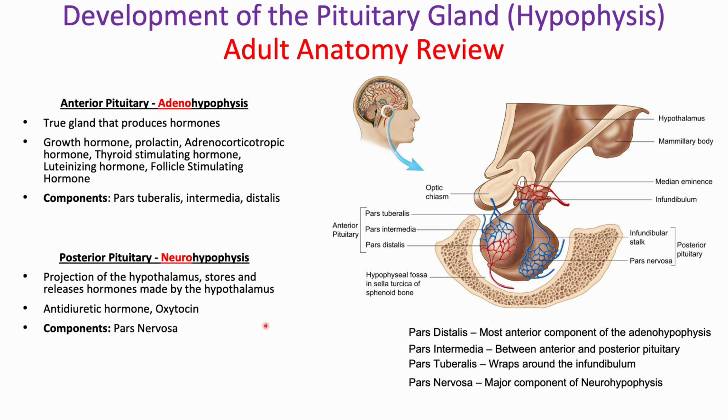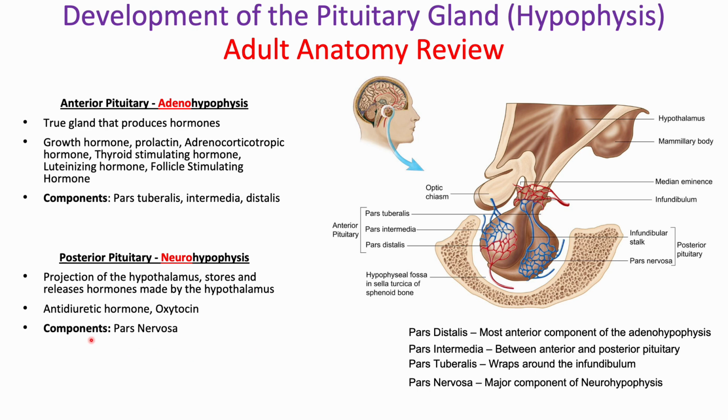And what's important about the posterior pituitary is this is not an actual gland. It's not secreting hormones that it is making. It is storing hormones that are made by the hypothalamus, and then releasing those hormones. So the cell bodies are actually up in the hypothalamus, and the axons just project down to release the transmitters. So the two hormones that are released by the neurohypophysis are antidiuretic hormone and oxytocin.